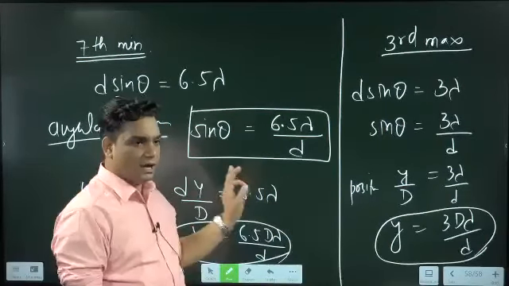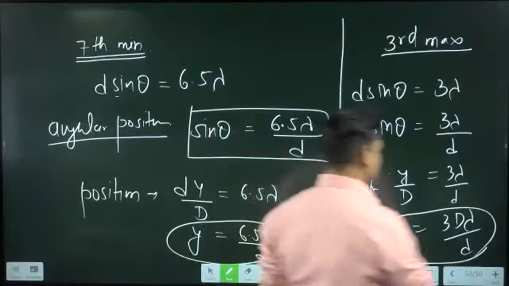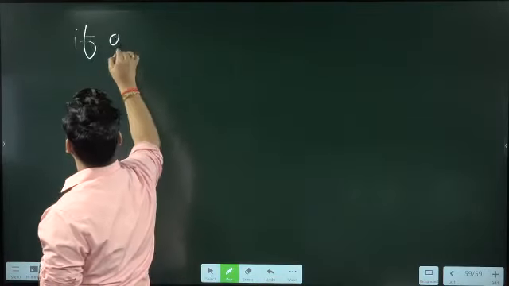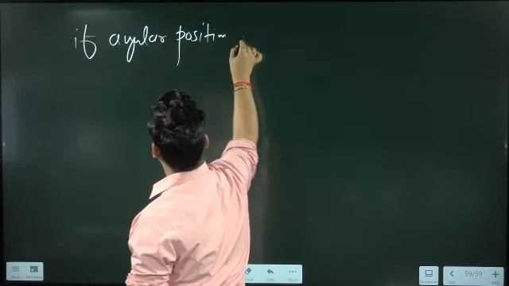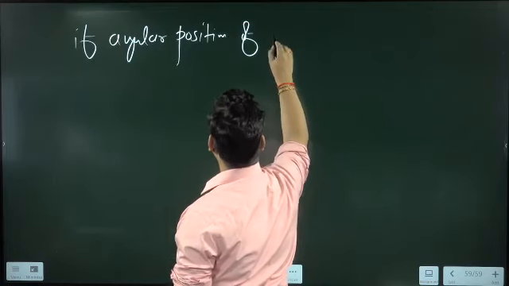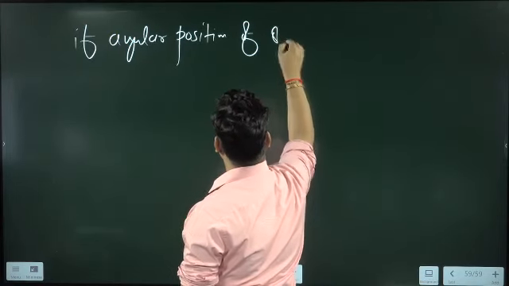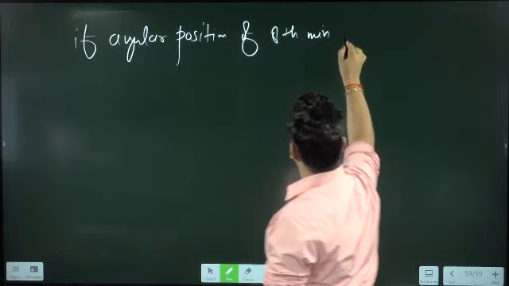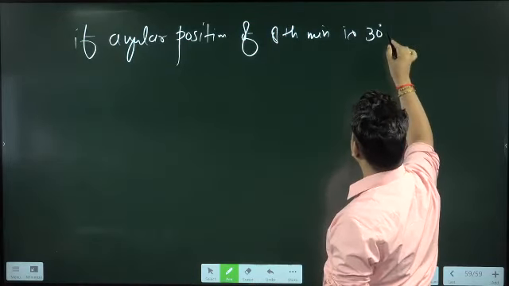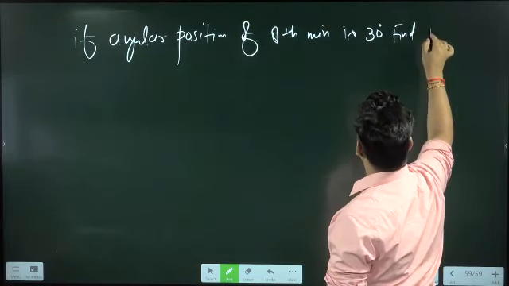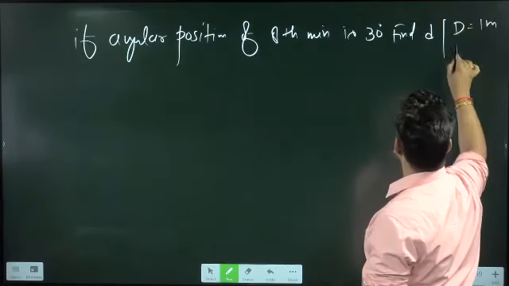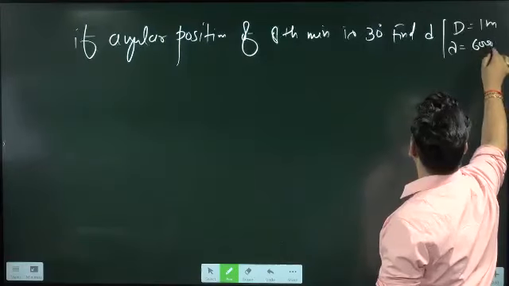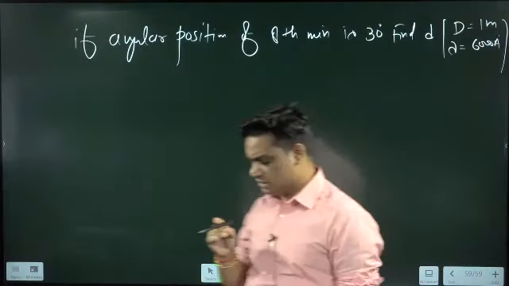Okay. Now I'll take one question here. Generally people make mistakes in the angular position. This question is the same for diffraction as well as interference. The angular position of the 8th minima is 30 degrees. Find small d, with capital D equal to 1 meter, and lambda is 6000 angstrom.